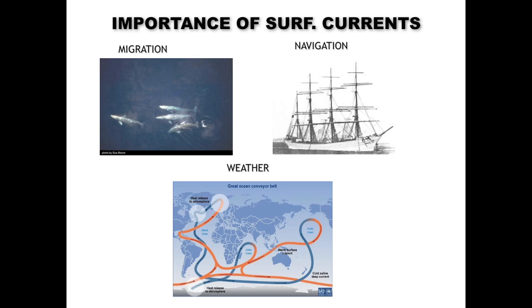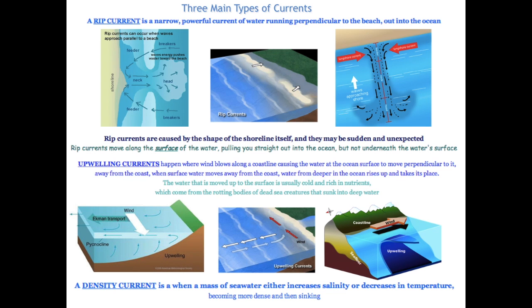Okay, three things you need to know for surface currents. We have migration of animals. If you ever watched Nemo and the little turtles following the currents, this is going to be migration. Sailors use currents for navigation, and also very important is the impact on weather. Some currents you may be aware of: rip currents, upwelling currents, and density currents.